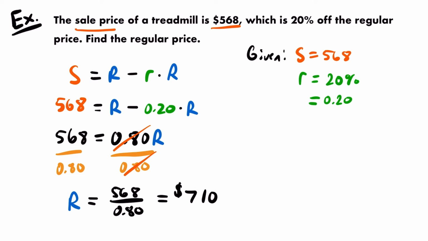So $710 is the value of the regular price for the treadmill, whose sale price is $568 when the discount is 20%. All right, so in other words, if you take 20% of 710 and subtract it from the regular price, you will get the sale price of this treadmill, which is $568. Okay, let's take a look at one more example for this video.